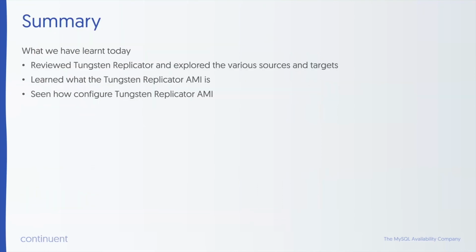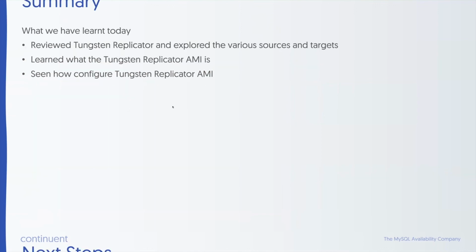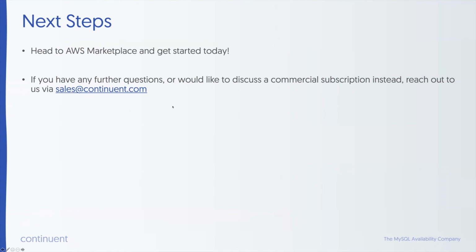So in summary, what have we learned? Well, we've reviewed Tungsten Replicator. We've explored the various sources and targets available with the AMI. We've learned what the AMI actually is, and we've worked out and seen how to launch it and get started. So what are our next steps? Well, obviously get over to the Amazon Marketplace and get started. It's as simple as that.